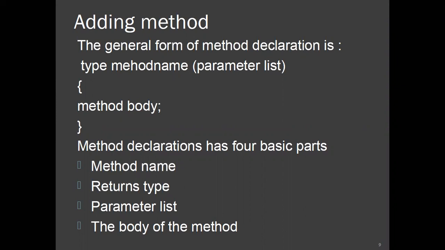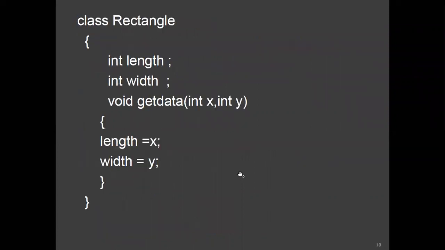So whenever you are declaring a method, there should be a return type, a method name, a parameter list, and then we have an open curly bracket, the method body you have to write, and a closing curly bracket. So every method declaration consists of 4 basic parts: method name, return type, parameter list, and body of the method.